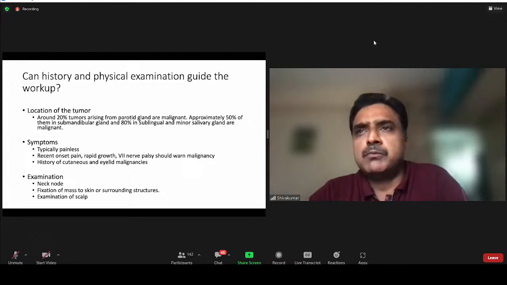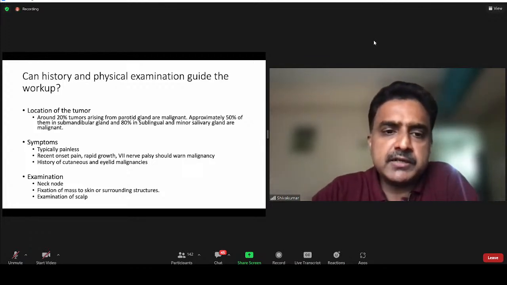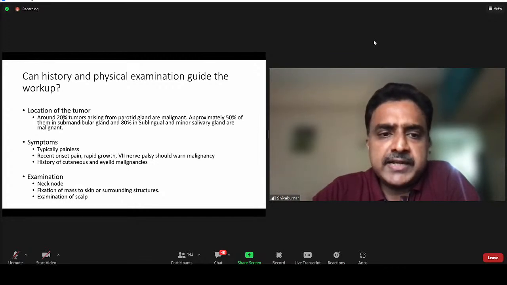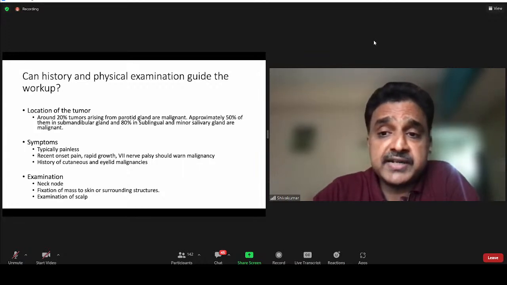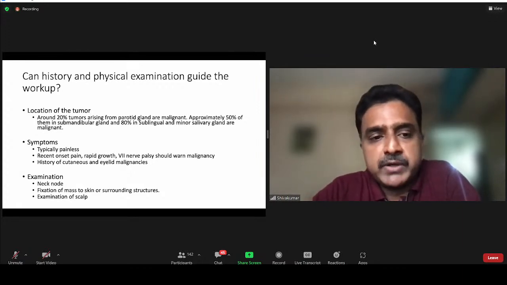The most common salivary gland tumors that we encounter are from the parotid gland, and in the parotid gland the majority are benign, with about 20% being malignant. Tumors arising from the submandibular gland have a 50% chance of being either benign or malignant. And the sublingual and the minor salivary glands are predominantly malignant.